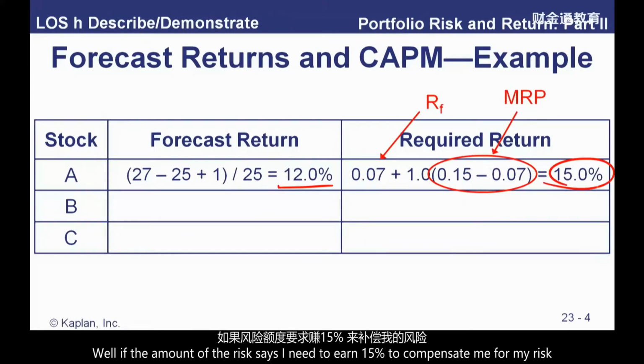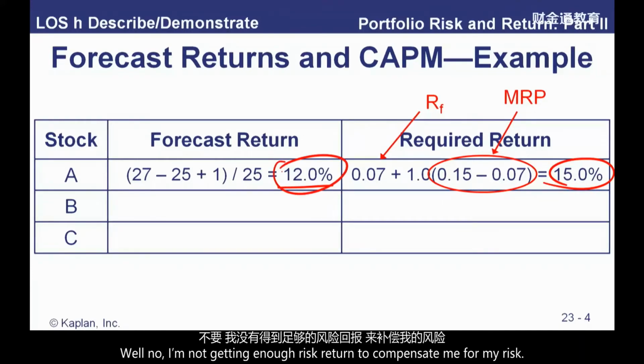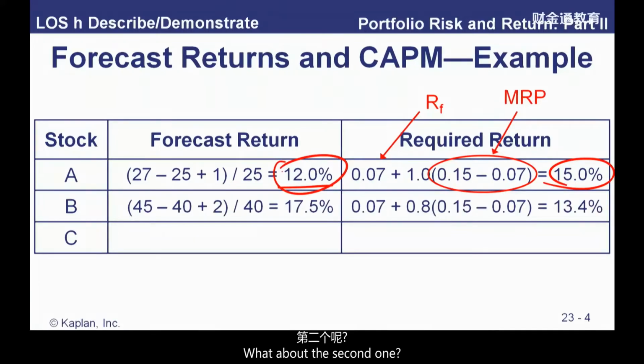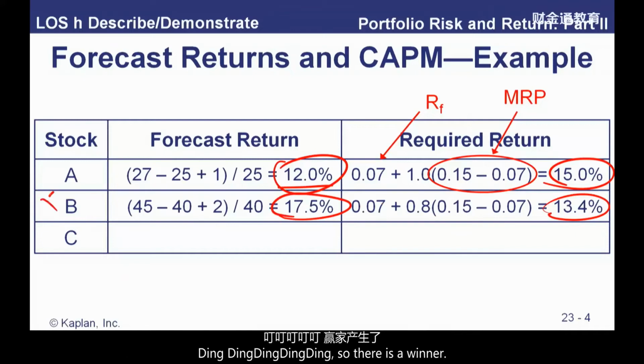Well, if the amount of risk says I need to earn 15% to compensate me for my risk, do I want to buy this asset that has a return of 12%? Well, no, I'm not getting enough return to compensate me for my risk. What about the second one? Well, the second one has a required return of 13.4, but it's offering 17.5% return. Ding, ding, ding. Okay, so there's a winner, right? So that would be something I would want to buy.